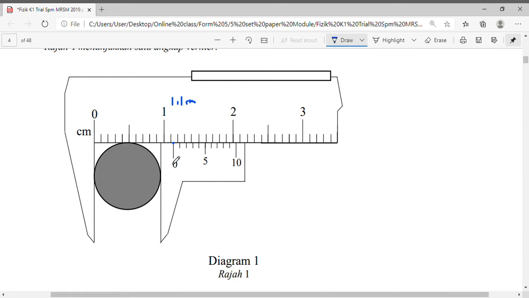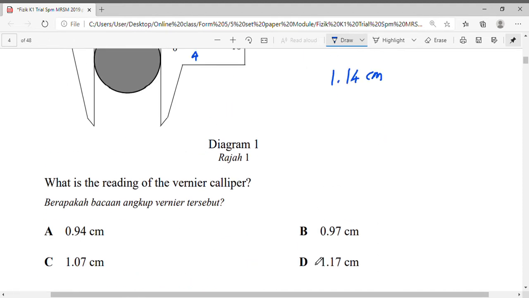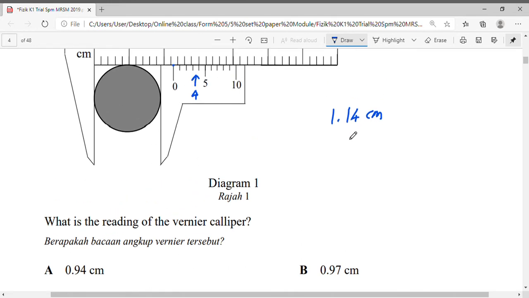And then for the vernier scale here, actually the best aligned line, I think we agree, is 4, right? So for this question, the answer will be 1.1 plus 0.4, so it's 1.14 centimeter. So there is no correct answer among the options. The correct answer is 1.14.